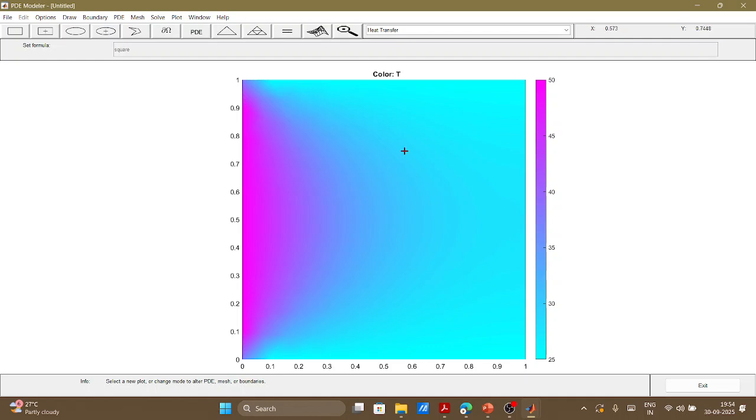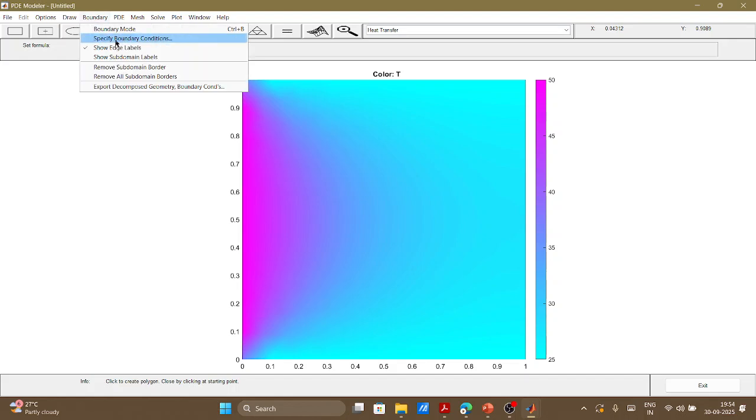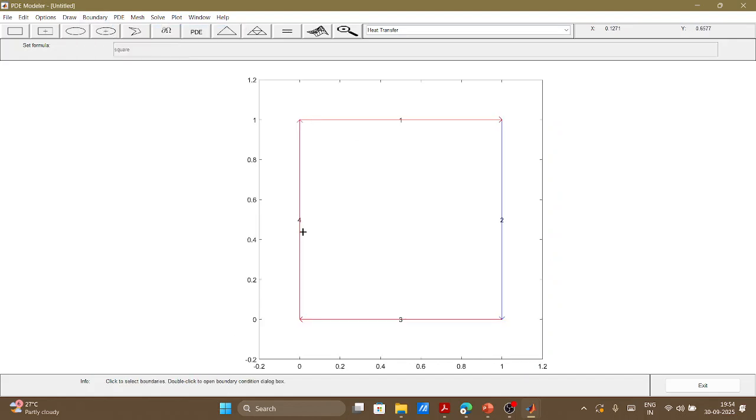Okay, now again this is kind of similar to what we did in the fin part, right? Where you have heat coming from the bottom edge and it is being transferred into all the other areas, right? Now the same problem, the fin heat transfer problem, you can try to solve it here also by changing the boundary condition. Okay, let's go again into the boundary mode.